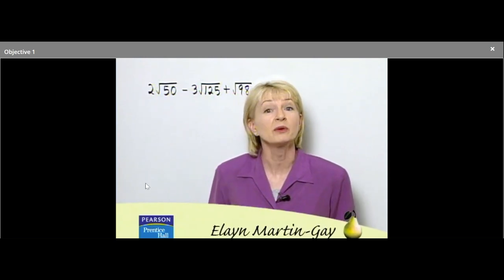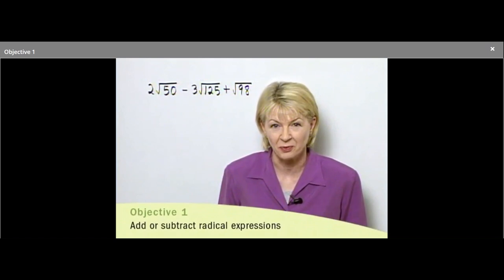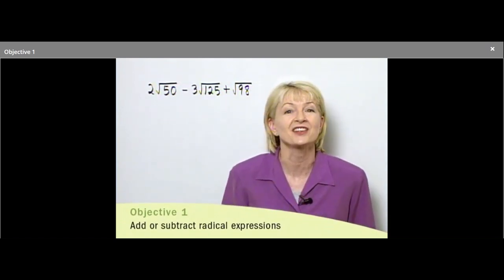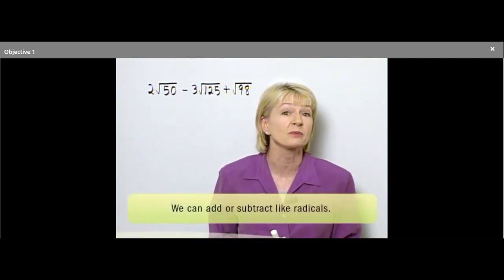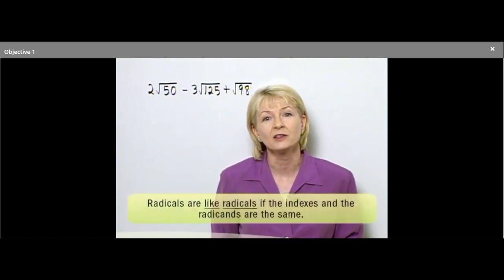During this segment, we will review adding, subtracting, and multiplying radical expressions. So notice here I have addition and subtraction of radical expressions. Keep in mind that we can add or subtract like radicals. So what is a like radical?